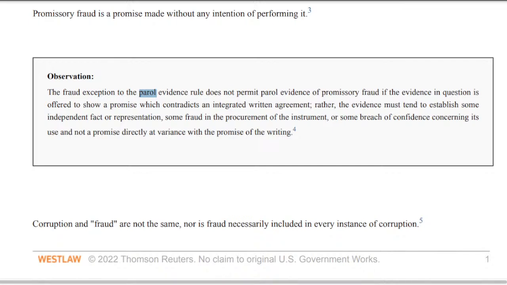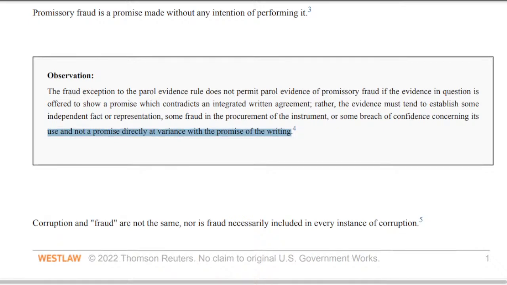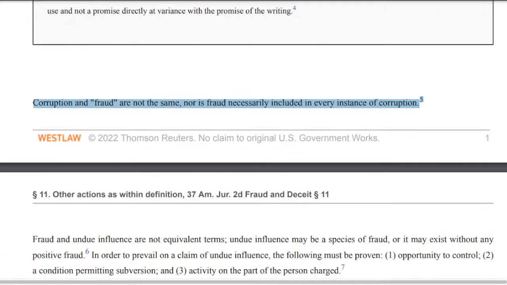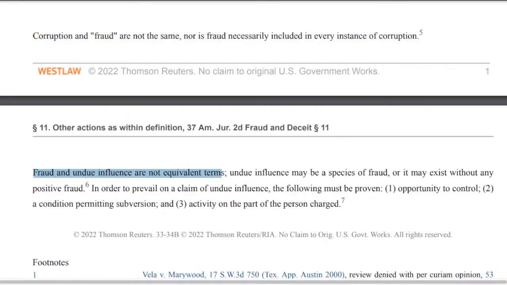So the spoken evidence, the parole evidence rule does not permit parole evidence of promissory fraud if the evidence in question is offered to show a promise which contradicts an integrated written agreement. Rather, the evidence must tend to establish some independent fact or representation, some fraud in the procurement of the instrument, or some breach of confidence concerning use, and not a promise directly at variance with the promise of the writing. Corruption and fraud are not the same, nor is fraud necessarily included in every instance of corruption. Fraud and undue influence are not equivalent terms. Undue influence may be a species of fraud, or it may exist without any positive fraud.